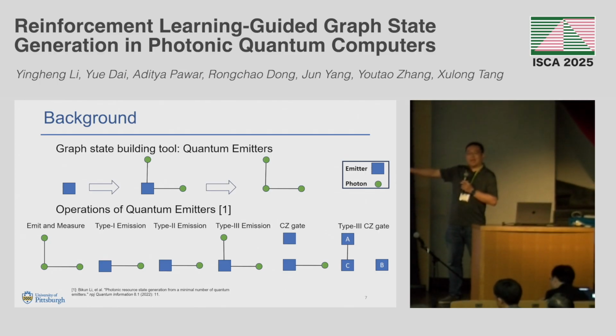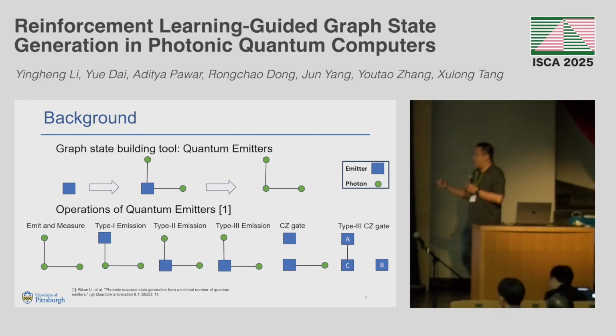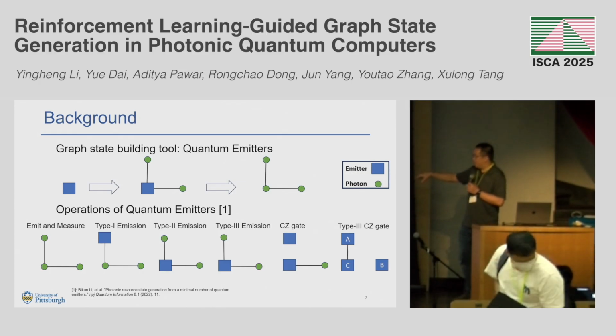This usually is in the last step when we're going to finalize the graph state there. And the second one is called type 1 emission. It means the emitter can pop up a photon and entangle with the popped-up photon there. And the third one, type 2 emission. So the emitter can pop out the photon in a kind of star fashion, not like a linear fashion in the type 1 emission there.